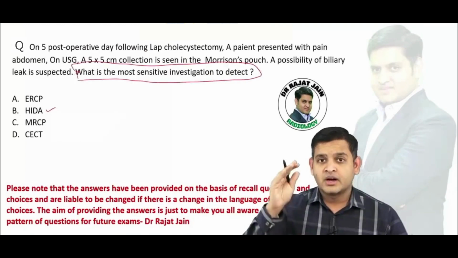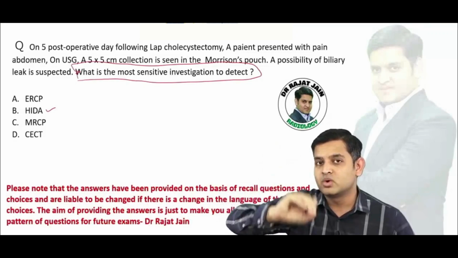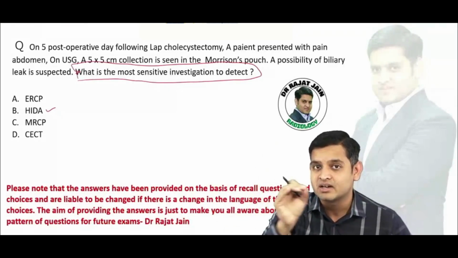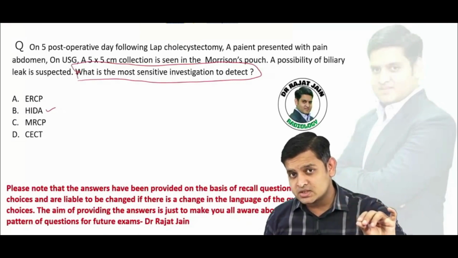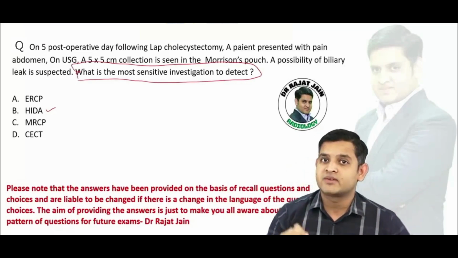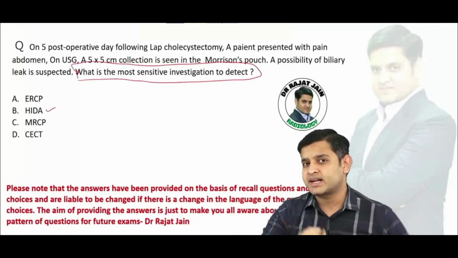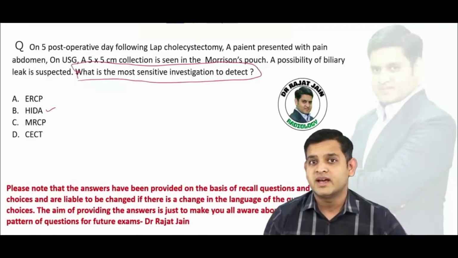Now in our surgery class, Dr. Jay has very categorically written that the most sensitive test to identify the leak should be the HIDA scan. But please remember, if they ask you the best test to identify the site of the leak, then probably it would be ERCP. If you are suspecting a leak, what is the initial investigation that should be done? Then I will say it should be MRCP.